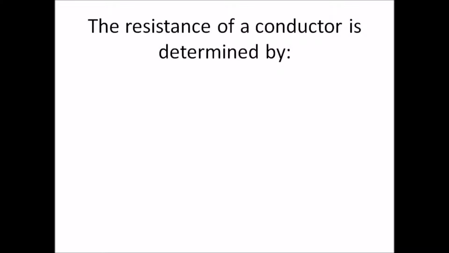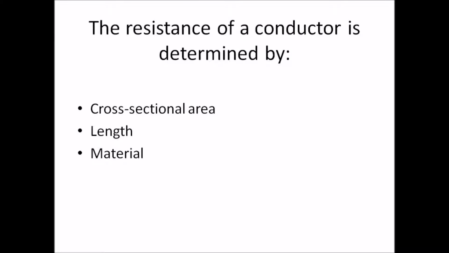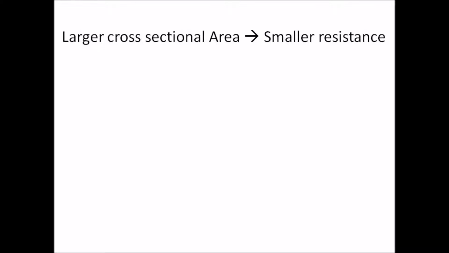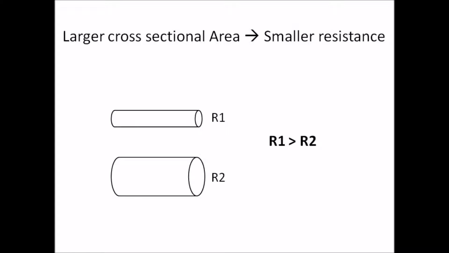There are four main factors that influence the resistance of a conductor: the cross-sectional area, the length, the material it is made from, and the temperature. Let's take a closer look at these. Increasing the cross-sectional area of a conductor causes a decrease in resistance. We can see here two wires, the second with a larger cross-sectional area than the first. This means the resistance of the first will be larger than the resistance of the second.